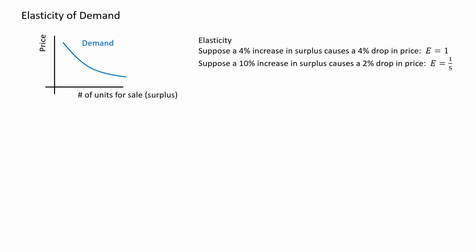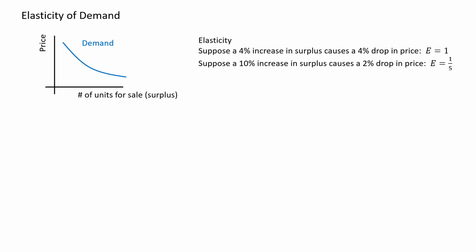But there are certain products for which other things can happen, like there are certain products where if you had a 10% increase in surplus, that would only cause a 2% drop in price. And in this case, the drop in price is not particularly responsive to the increase in surplus. And so we say that there's an elasticity less than 1, in this case 1/5, which came from 2 divided by 10, essentially.